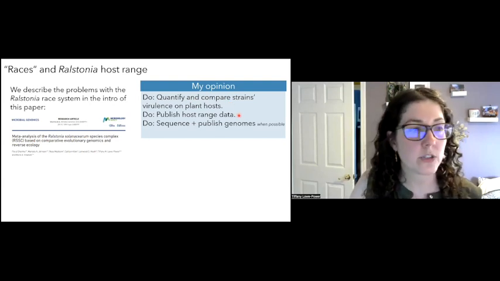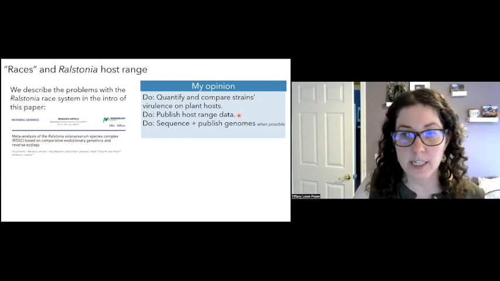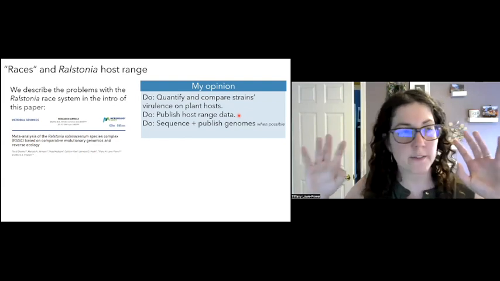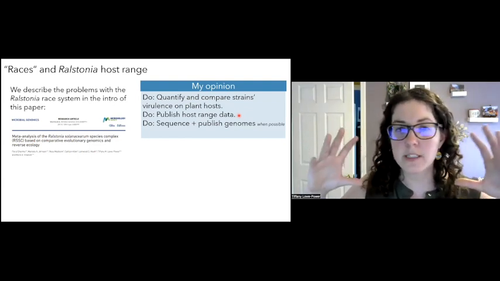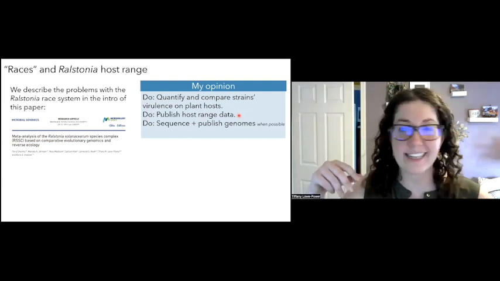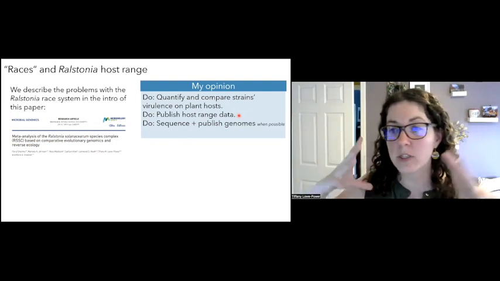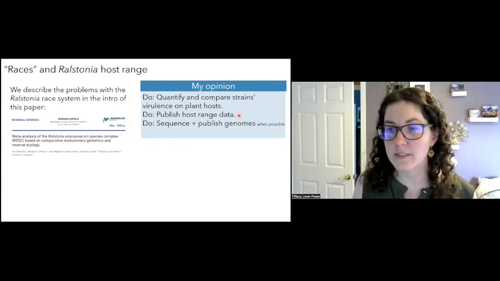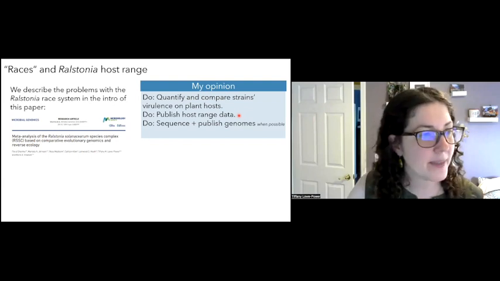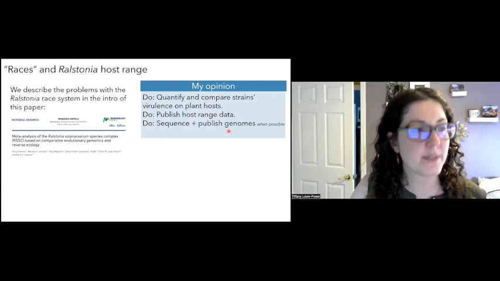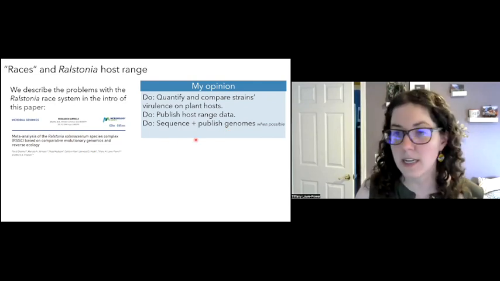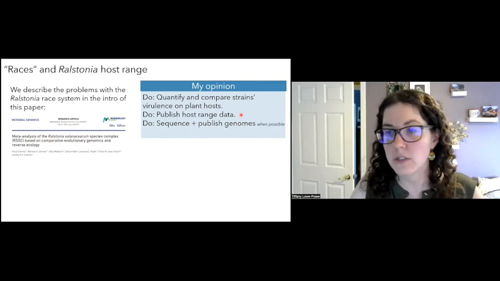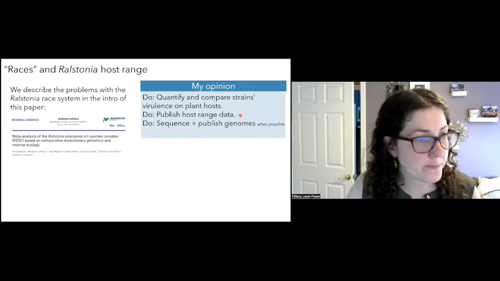It is so important to publish that host range data, ideally both as summarized forms and also trying to future-proof it, trying to make it possible for scientists in the next decades to maybe do a huge meta-analysis to bring together more data than any one of us can do in our lifetime. And then when possible, sequence and publish genomes so that there is genetic data that can be correlated to those host range phenotypes in the future.